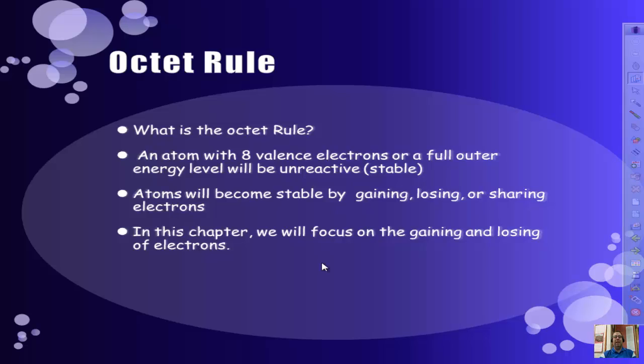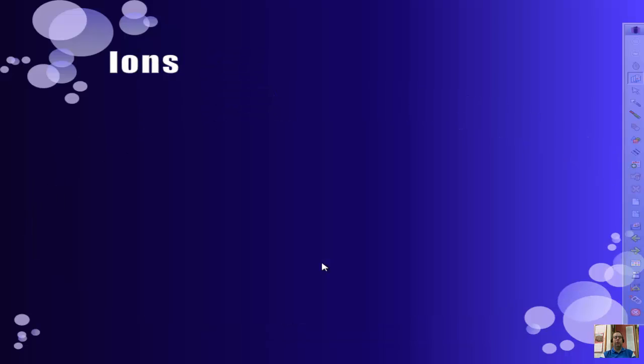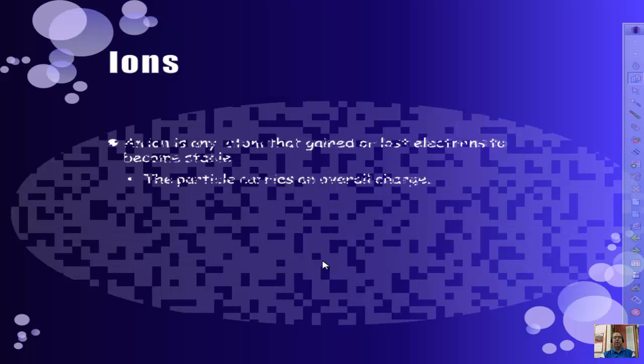They can do so by gaining, losing, or sharing of electrons. In this chapter, we'll focus on the gaining and losing of electrons. Chapter number 9 will be the one that talks about the sharing of those electrons. As we talked about in physical science, atoms will take the shortest route to 8 valence electrons. They'll do that by gaining or losing to get those 8 electrons.